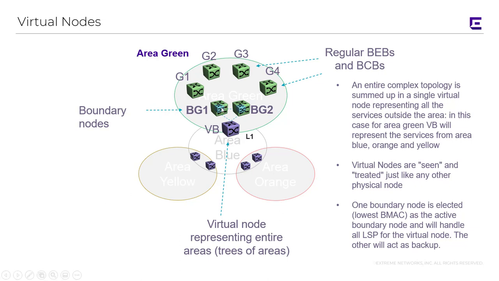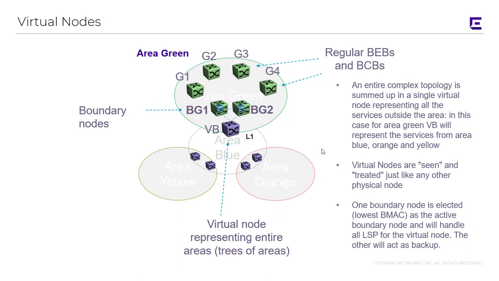All of the magic happens within BG1, BG2. Now, the important thing to realize about a virtual node is it's representing an entire complex topology, and it's summed up in the single virtual node itself. And that happens by the inter-area exchanges that are occurring, and we'll talk about the details of how this happens. In this case, for area green, VB will represent the services from area blue, orange, and yellow. So this gets to the concept of representing entire areas or trees of areas, if you will. And as we start getting into some of the design concepts, you'll start to see this being realized.